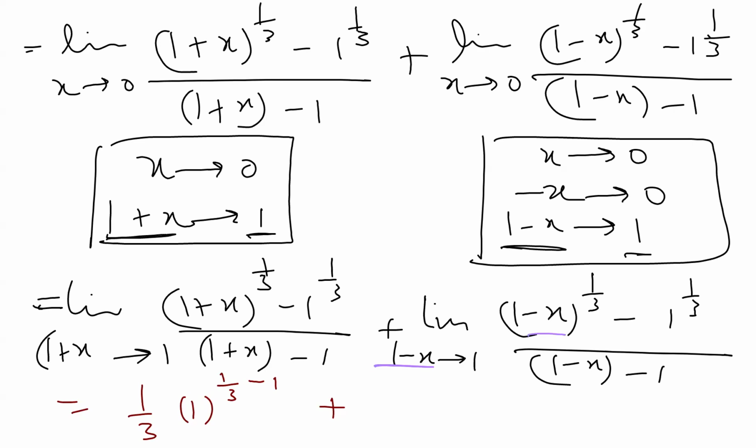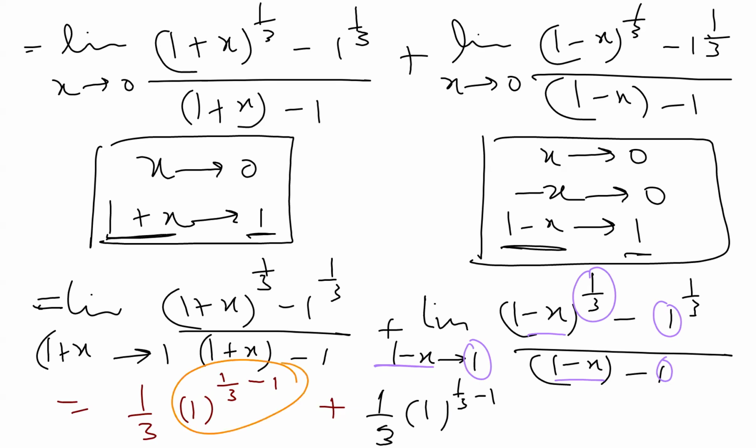So x is the same, a is the same, n is the same, minus n, minus n. And the denominator does not have power. So 1 by 3, 1 raised to 1 by 3 minus 1, n into a raised to n minus 1. Now this will be 1. The thing which I've marked in orange is 1, 1 raised to everything is 1. So this will be 1 by 3 plus 1 by 3, which is equal to 2 by 3. Fine. Do this problem.